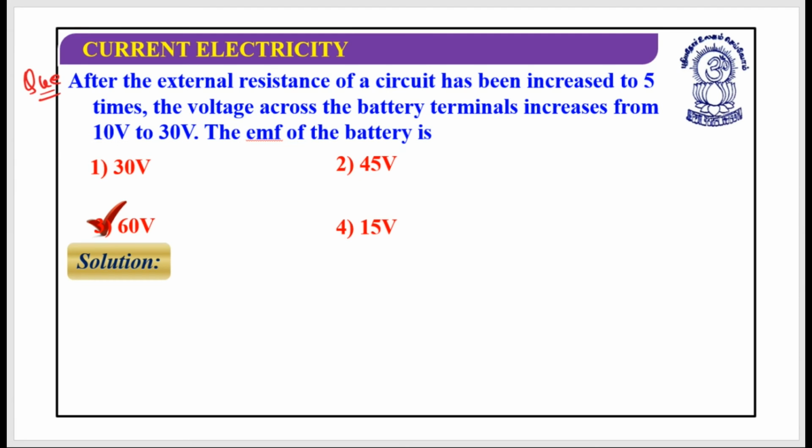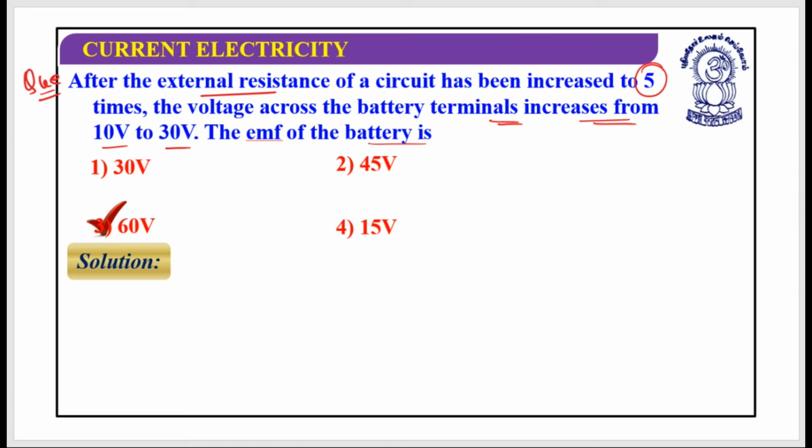It says that after the external resistance of a circuit has been increased to 5 times, the voltage across the battery terminals increases from 10 volt to 30 volt, and I need to find out the EMF of the battery.